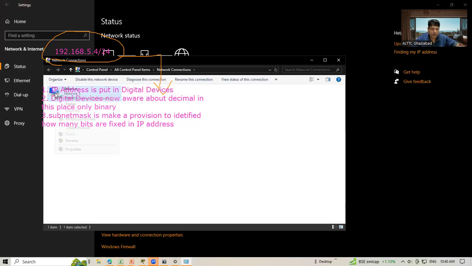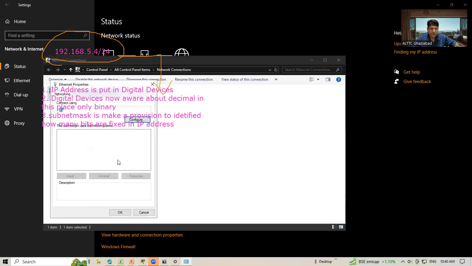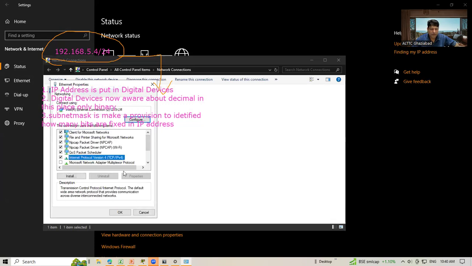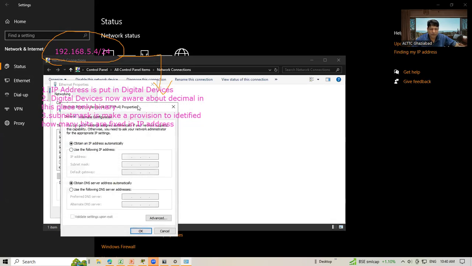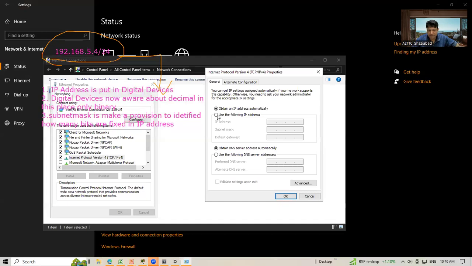And go to the network device properties. And IP address, this is the IP address, go to the properties and look here, okay? In this IP address, you can always see the first location is here. This is the IP address. And second is the subnet mask.